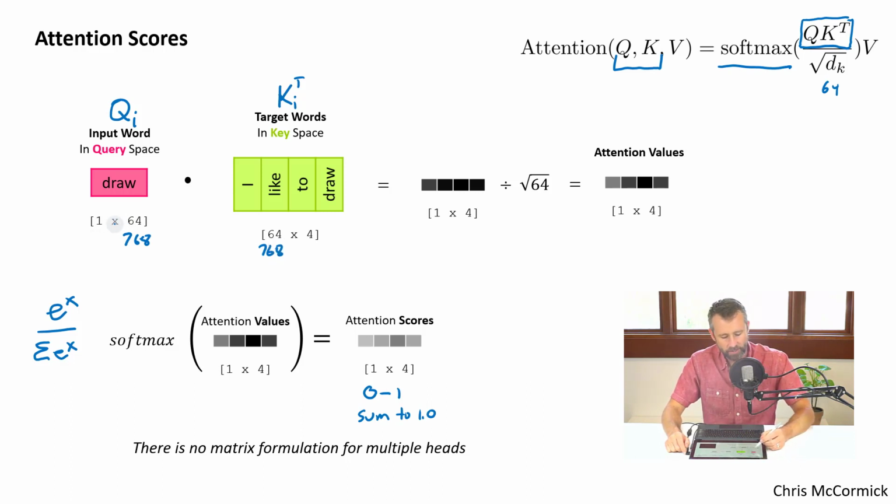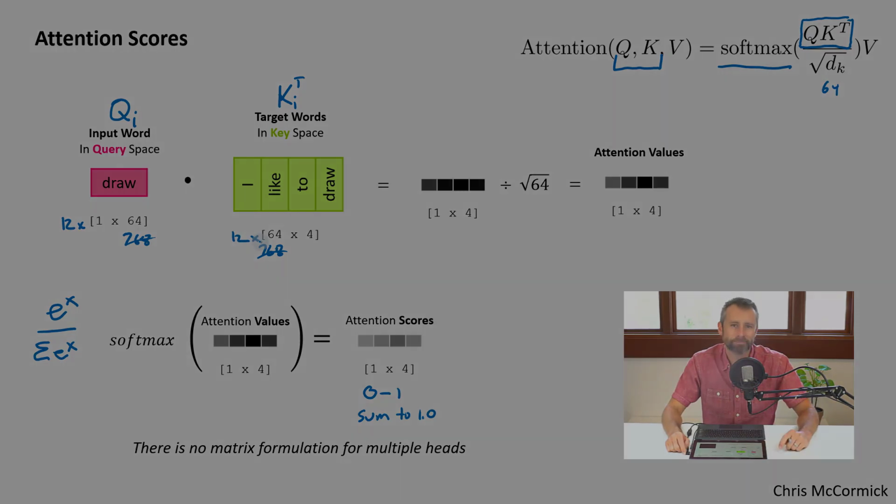But that doesn't actually work. If we were to do that, then these cancel out, and we would still only get 4 score values. But what we need is 4 score values for each of the 12 heads. So what you'll see in the code is that this is actually done with a tensor that's 12 by 1 by 64, 12 by 64 by 4, so that we get 12 sets of the 4 values.